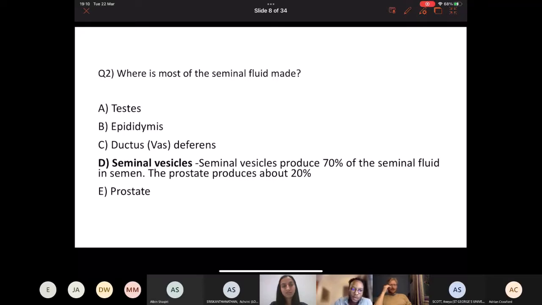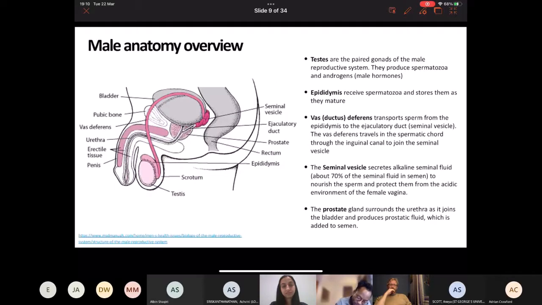Okay, so let's quickly go over the male anatomy. We've obviously got the testes, where the male gonads are, and they produce the spermatozoa, keyword. As they mature, they get stored in the epididymis, which is where one of the first questions we asked came from.